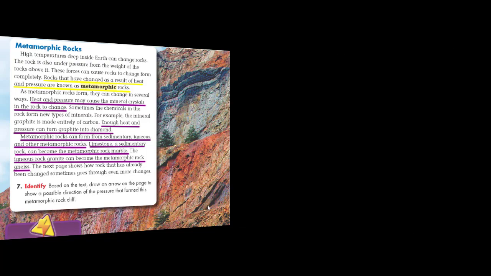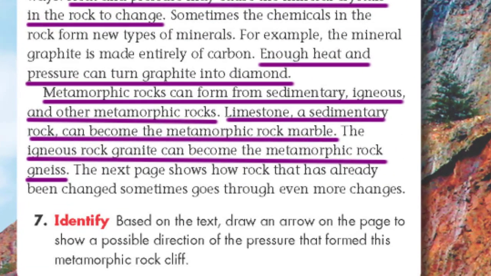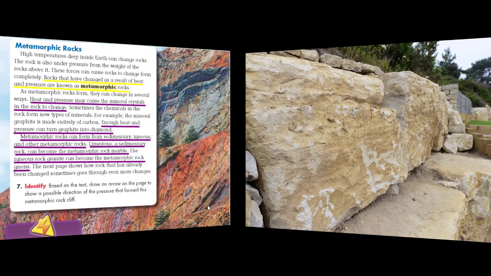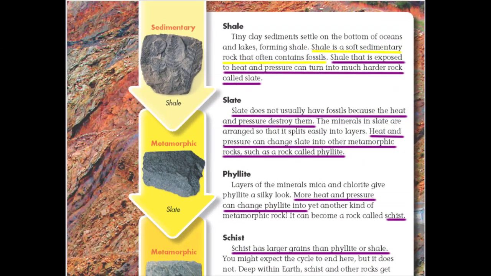Okay, metamorphic rocks can form from sedimentary, igneous, and other metamorphic rocks. For example, limestone is a sedimentary rock that can become the metamorphic rock marble by heat and pressure. Another example, the igneous rock granite can become the metamorphic rock gneiss. Now we will study how rocks that have already been changed sometimes go through even more changes. We will study an example of sedimentary rock changing to metamorphic rock.